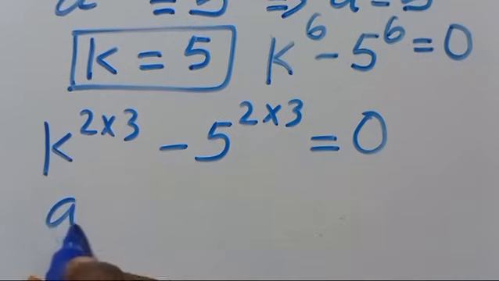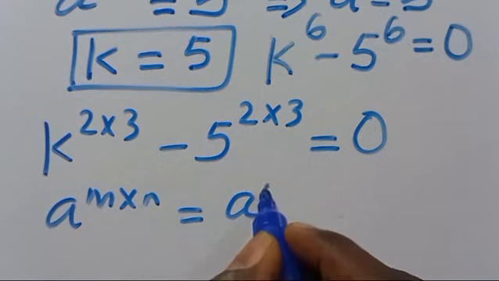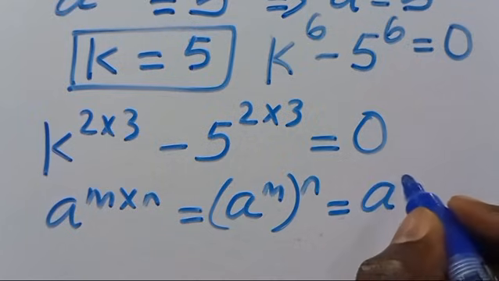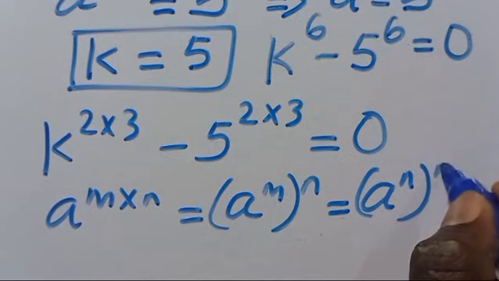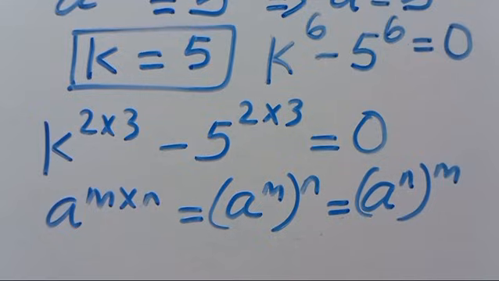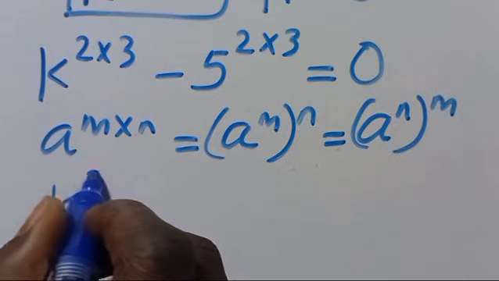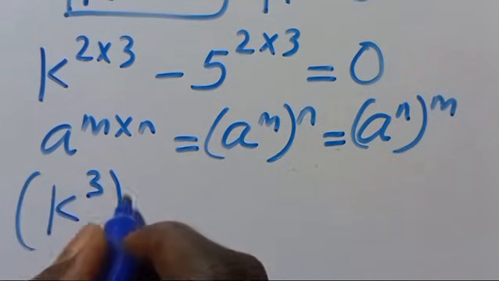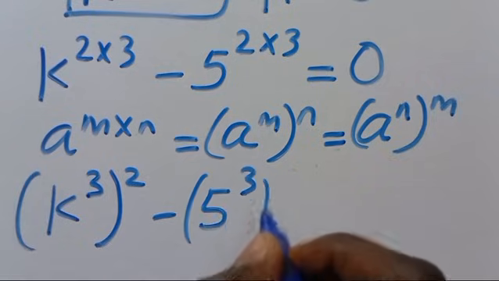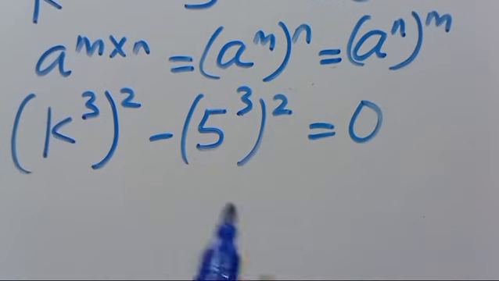Recall that when we have a to the power of m times n equals a to the power of m in parentheses to the power of n, and also equals a to the power of n in parentheses to the power of m. So you can interchange the power. So now let us apply it here by having it to be k to the power of 3 in parentheses to the power of 2 minus 5 to the power of 3 in parentheses to the power of 2. Then let's put them to be equal 0. This is a perfect square.